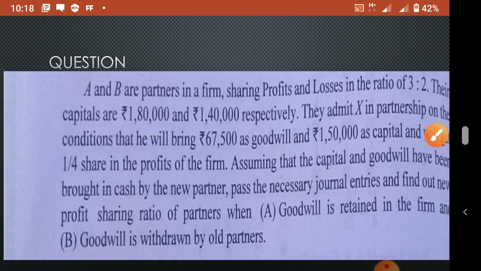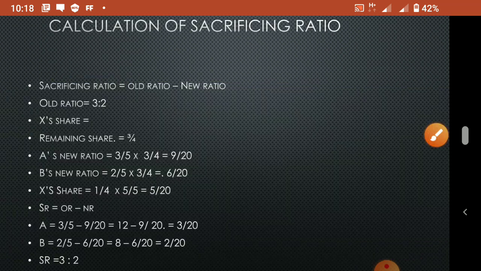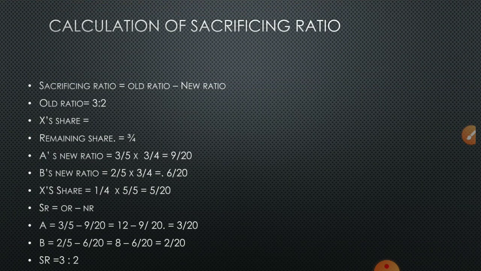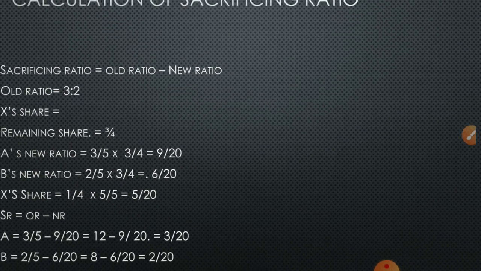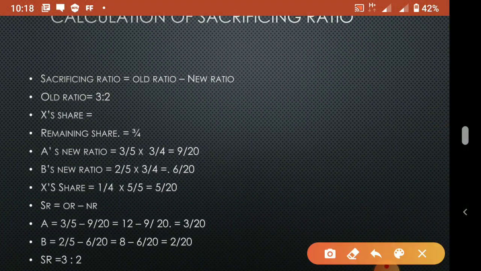Okay, so this is the question. Now remember, the goodwill amount is 67,500. Here, first we calculate what? The sacrificing ratio. For calculating the sacrificing ratio we need the old ratio and the new ratio. The old ratio is already in the question, 3:2. For the new ratio, here the excess share is 1/4, so the new ratio we don't know.